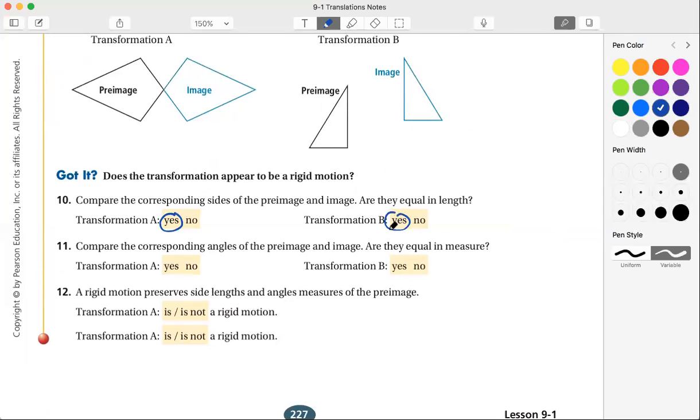Compare the corresponding angles of the pre-image and image. Are they equal in measure? The angles look like they are equal in measure. So a rigid motion preserves side lengths and angle measures of the pre-image. Transformation A is a rigid motion. Actually, I think this should say B, by the way, is a rigid motion.